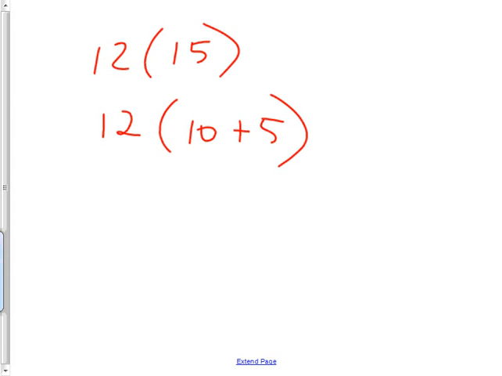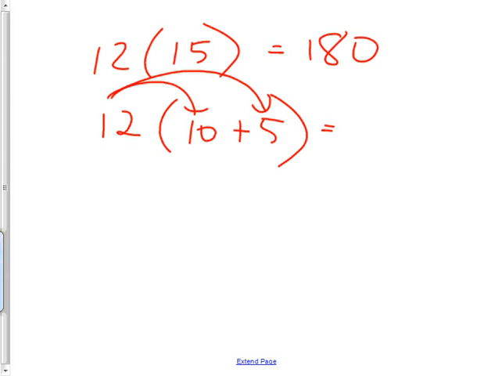Let's say that you had 12 times 15. Do you agree that that would be the same as doing 12 times 10 plus 5? All I did is break up the 15 into 10 plus 5, right? And why does that make it any better? Because 12 times the 10 would be 120. 12 times 5 would be 60. And the 120 plus the 60 would be 180. So I can tell what the answer is, 180. It's better because I broke it in parts.